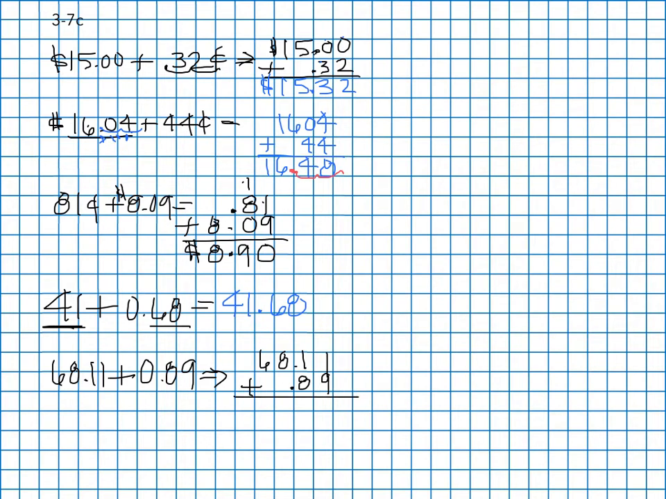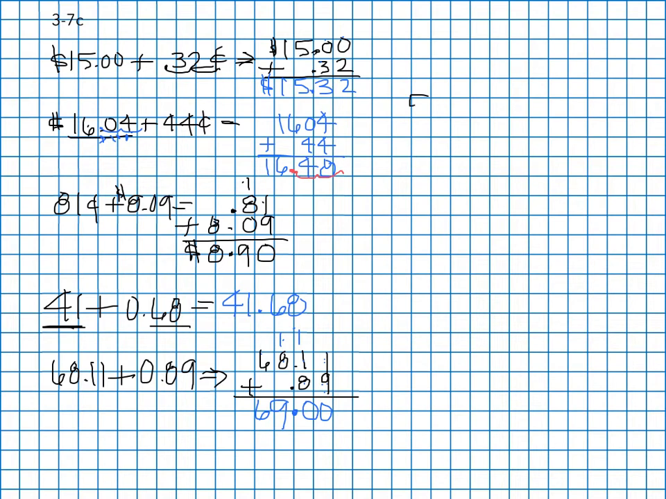Again, it's so important, 5th graders, to line up your columns. Do you see how I do that? Now, 1 plus 9 is 10. Write down the 0, carry the 1. 8, 9, 10. Write down the 0, carry the 1. Bring my decimal point down right away. 8 plus 1 is 9. 6 plus 0 is 6. So our answer is 69.00.